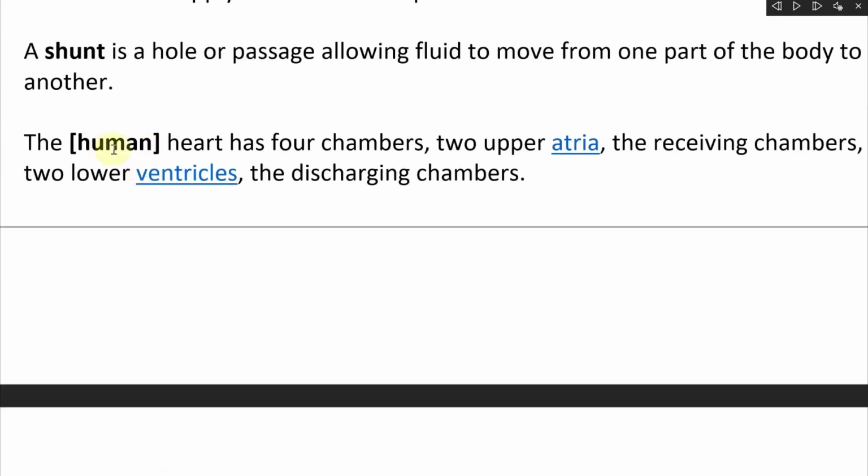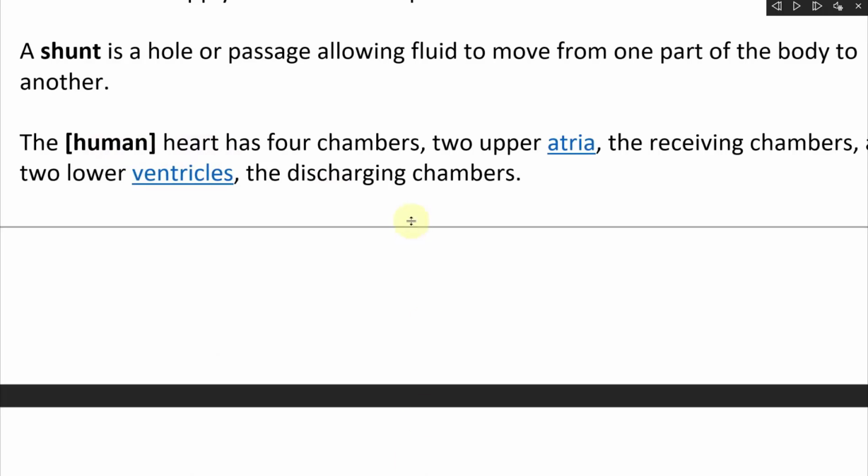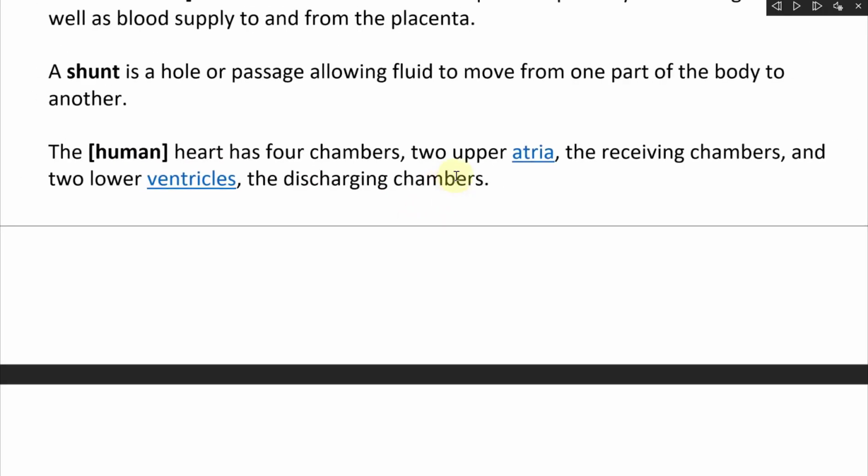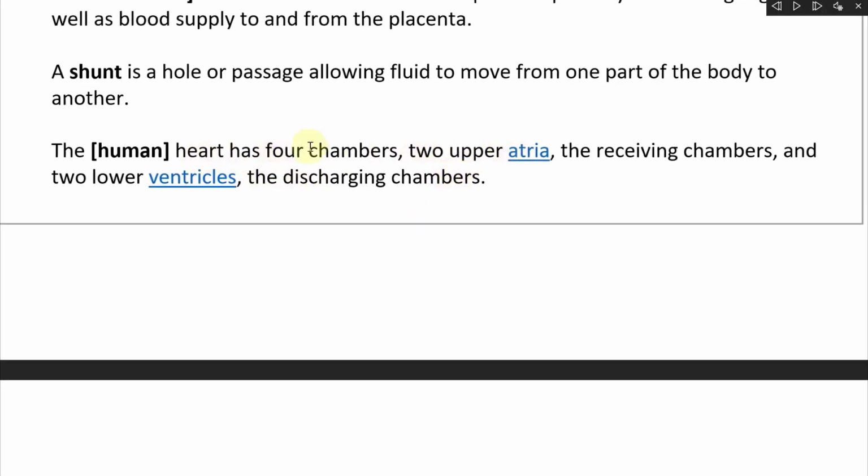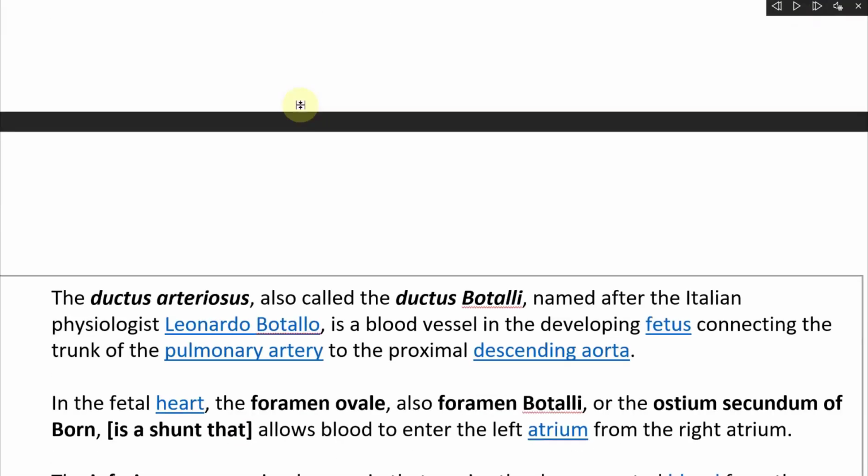So the human heart. We're looking at this one. The human heart has 4 chambers: 2 upper atria, that's plural for atria. Singular is atrium. The receiving chambers. So this receives the blood, and then it has 2 lower ventricles. Let's see the pronunciation. Ventricles. The discharging chambers. So those are the ones where it discharges.